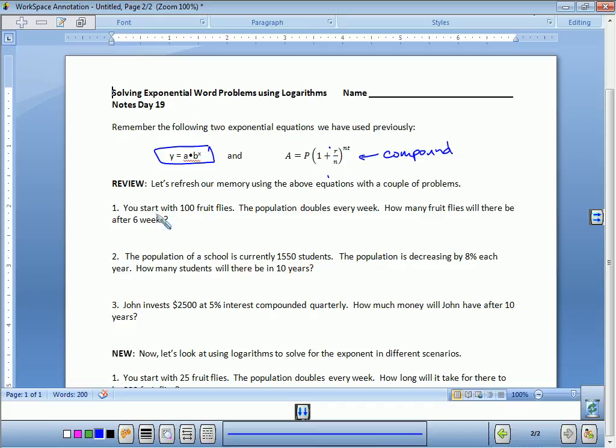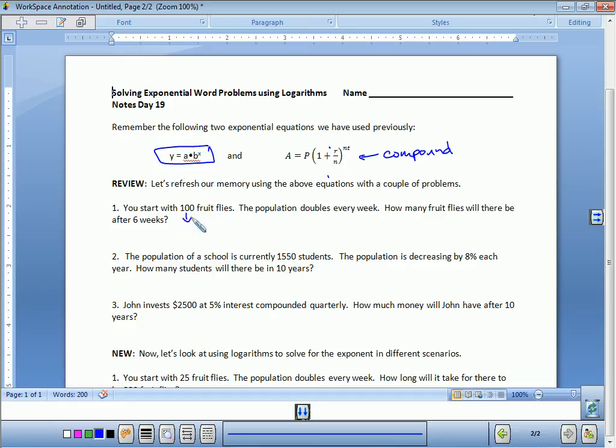Okay, so this one says we start with 100 fruit flies. The population doubles every week. How many fruit flies will there be in 6 weeks? So this is an exponential problem because it's doubling. We're multiplying by the same number over and over and over again. Unfortunately, it's fruit flies, and they're annoying.